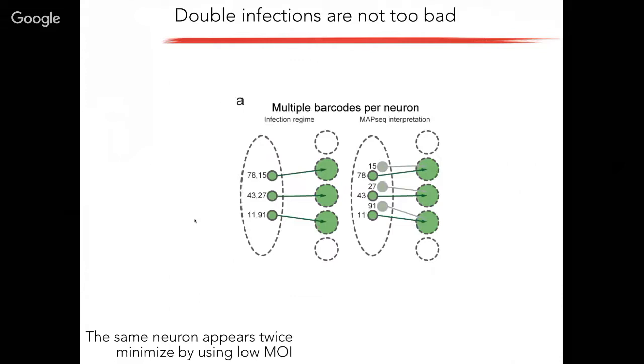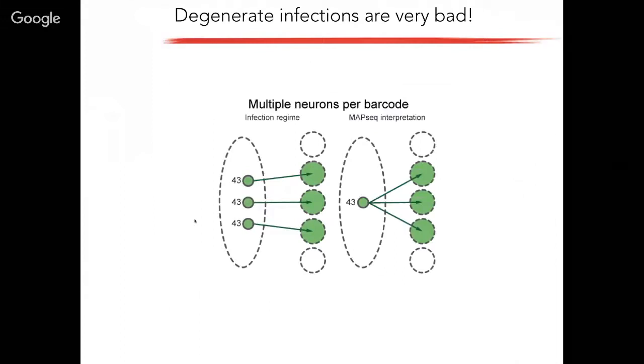Just a technical note, many of you are probably worrying about double infections. What if you get two barcodes into the same neuron? In the interest of time, I'm not going to go over why that's not bad, but it isn't bad, and you can ask me during the questions. What would be bad would be degenerate barcodes, insufficient barcode diversity that would end up with the same barcode ending up in 3 different neurons, and that would be disastrous. So we go out of our way to avoid that, and then we confirm that we avoided it. So if people have these technical questions, I invite you to ask me during the question period.